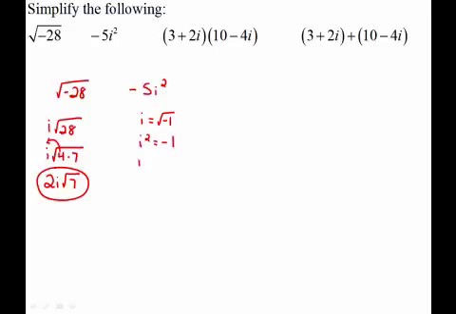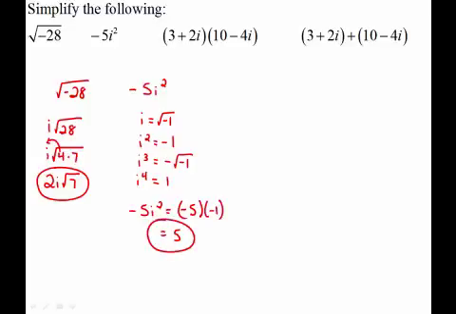And just to go down the list, just as a reminder, i cubed then would be negative square root of -1, and i to the 4th would be i squared squared, so -1 times -1, which would be +1. And then it starts all over again at i to the 5th. Well, in this case, we're only concerned about i squared, which is -1. So -5i squared equals -5 times -1, which just equals 5 is the answer.